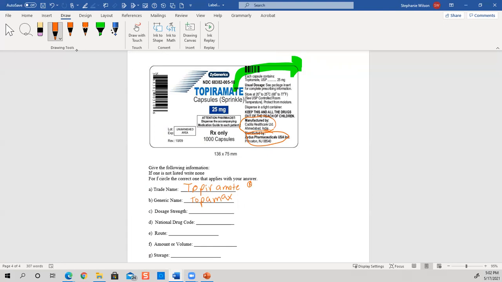Dosage strength. All right, what are we working with? We're working with capsules. I can go ahead and answer this. I can answer F. It's amount, right? Because I can count. And we know it's 1,000 capsules. All right, so what is the dosage strength? Well, we know that it's 25 milligrams per capsule. If you spell it out, you would, excuse me, let me backtrack. If you write it in its abbreviated form, do not put a period and do not put an S on it, just abbreviate it. The national drug code is right here.